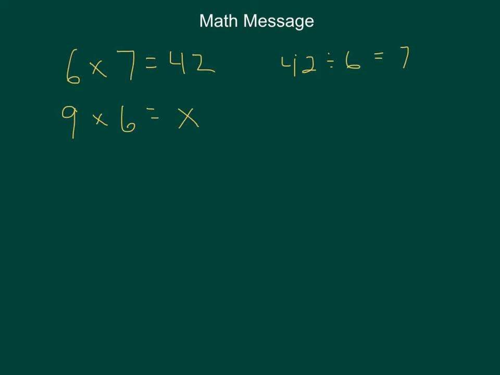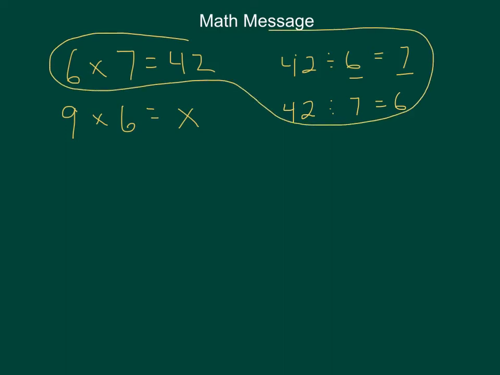The other related division fact for 6 times 7 equals 42 would be flipping these 2 numbers around. So we'd have 42 divided by 7 equals 6. All of these problems here fit in together. They're related.